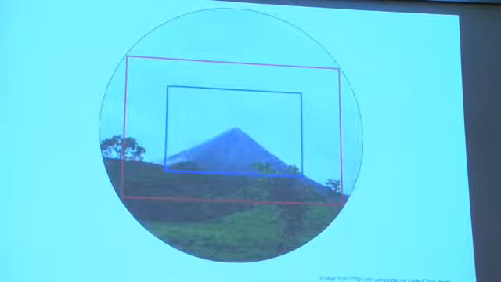So it's important to note that the focal length that these lenses provide to you, whether it's 10 millimeters or 20 millimeters or something like that.